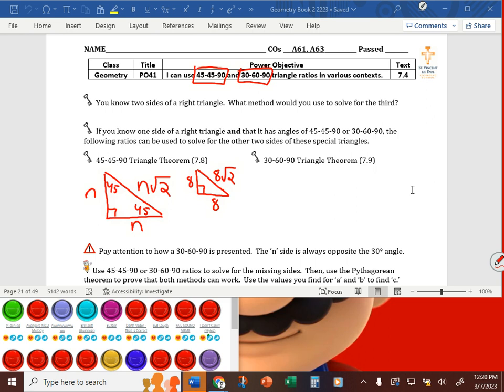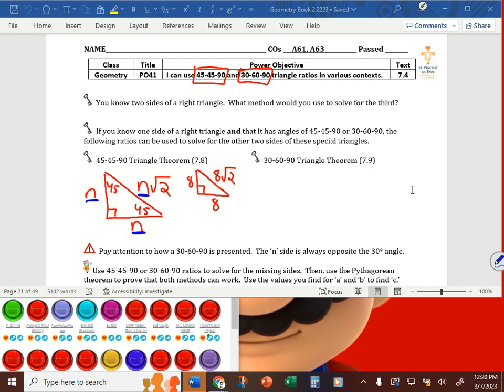Okay? Again, notice knowing the length of a leg really gives you everything, because if you know what n is, you know the other leg is the exact same, and whatever that value for n is, it's the coefficient to root 2, which will be the measure of the hypotenuse. So if n is 8, then 8, 8, and 8 root 2.